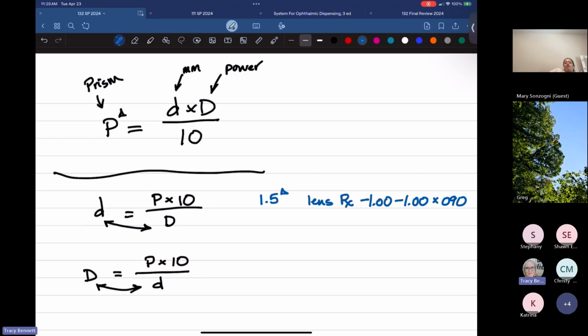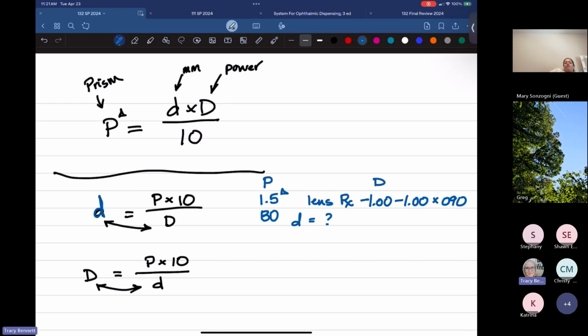So in this case, what I would be asking you to solve for is, how far are we away from where we should be? Okay, so let's say that somebody experiences 1.5 base out prism in this lens. How far are we away from where we should be? So we want to be solving for little d, because we've got prism, we've got dioptric power. The only thing that we're missing is that little d.